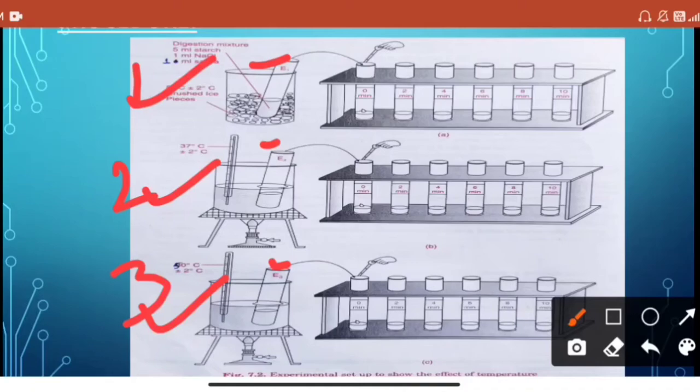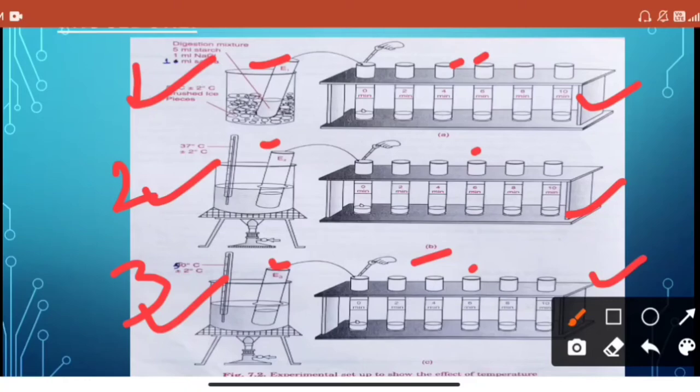Now the test tubes present in the rack, this one and this one. Okay, the first rack, there see 1, 2, 3, 4, 5, 6 test tubes are present. So there are 3 racks for the 3 sets, and in the test tubes present in the racks we will add 1 ml of iodine solution. Each of these test tubes, there we will add 1 ml iodine solution.